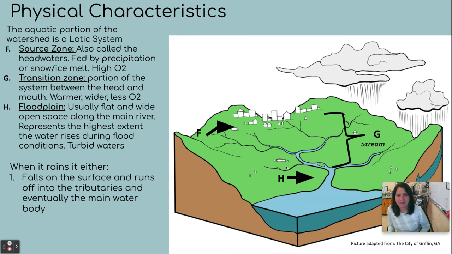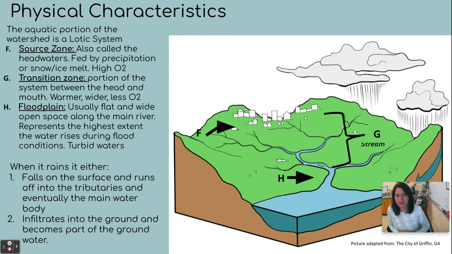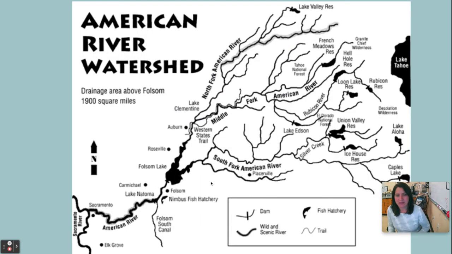When it rains, it either falls on the surface and runs off into the tributaries, and eventually the main water body, or it infiltrates into the ground and becomes part of the groundwater. And this is important because, especially if you're living somewhere like where we live, where we don't get rain most of the year, that groundwater is really important for trees and plants and for us, right, for our wells and things like that, because we depend on that groundwater for accessing the rest of the year.